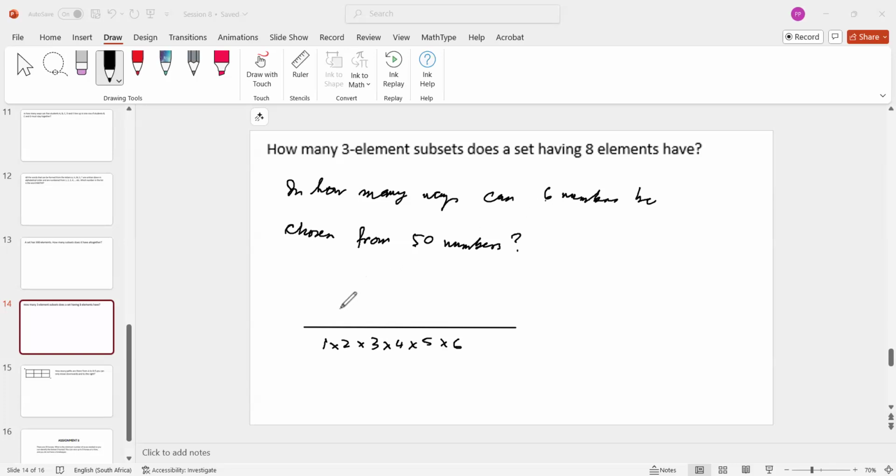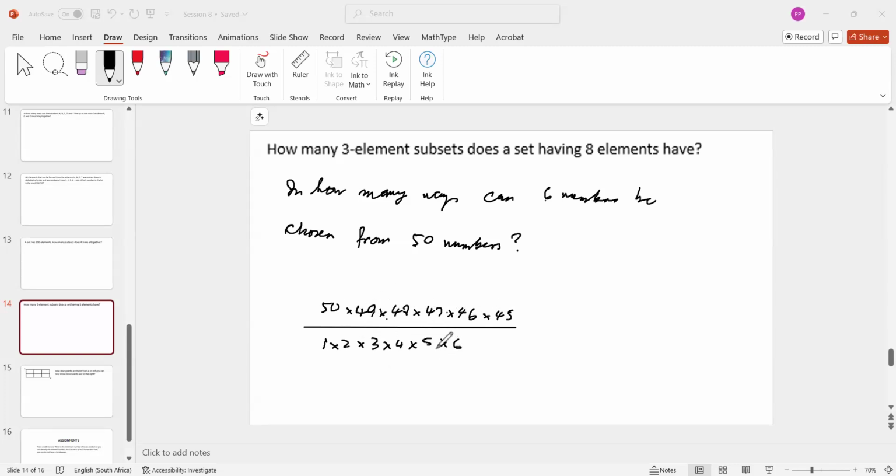You have to choose 6 numbers. And now you start from 50 and you only have to come down. I think you land up at 45. 1, 2, 3, 4, 5, 6. All right. So you have to multiply all those numbers and divide it by this.